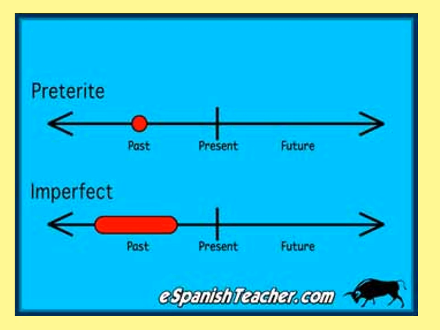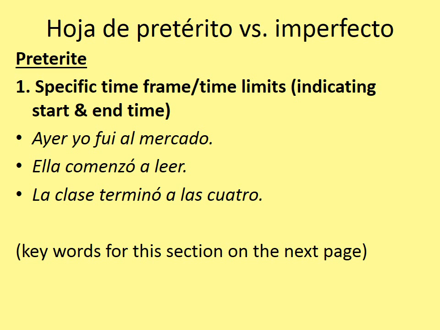So this is a quick diagram that I found that kind of shows you a graphic difference between the preterite and imperfect. As you can see, usually the preterite is used for those one moment in time type of things in the past, whereas the imperfect covers a larger span of time. It's not something that happened once, it's something that happened habitually. That's a very simplistic way of looking at it, but it's at least a start.